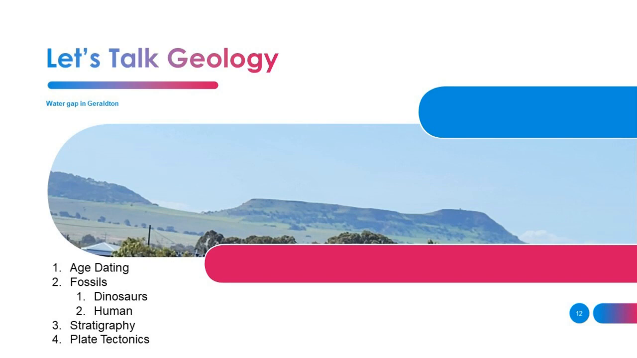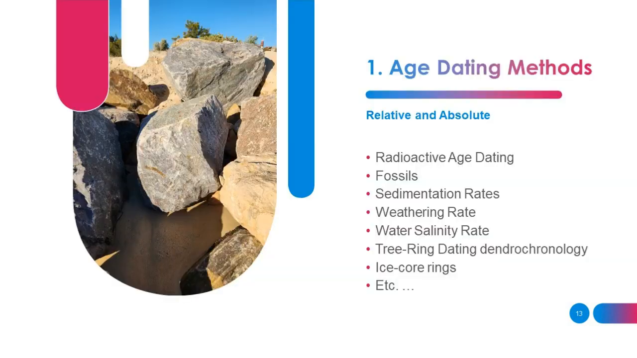So age dating methods, and I would like you to help me with this. What do you know about age dating? How many methods do you know about age dating? Please put up your hand and tell me. What do you know about age dating? Carbon-14. Carbon-14, yes, good. Potassium argon. Is it argon or something? Argon, yeah, potassium argon, yes. What else? The layers of rocks. The light travel? The layers. Layers, stratigraphy, yes, good. What else?